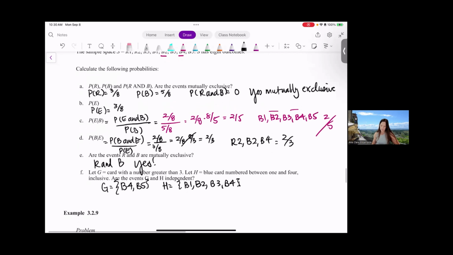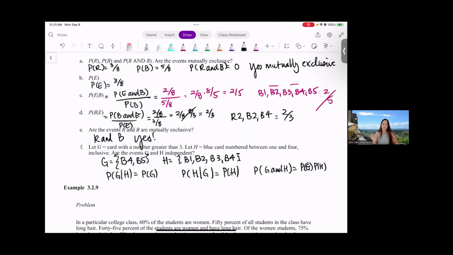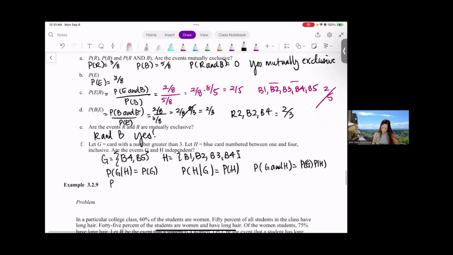Well, in order for them to be independent, we need to calculate some probabilities. You can do 3 different ways of calculating. You could say the probability of G given H is equal to the probability of G. You could calculate the probability of H given G is equal to the probability of H. Or you could say the probability of G and H is equal to the probability of G times the probability of H. Start with the first one. So the probability of G given H equals the probability of G.